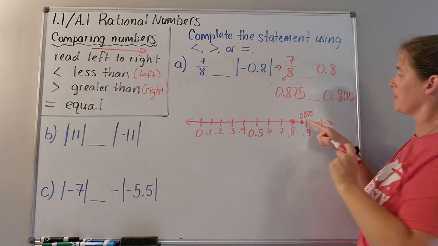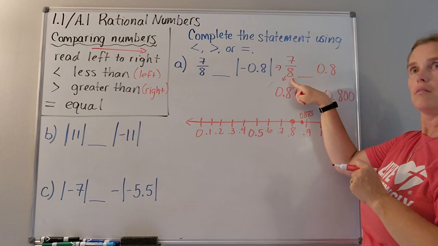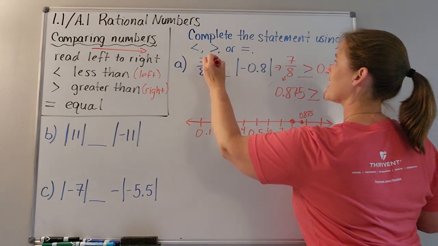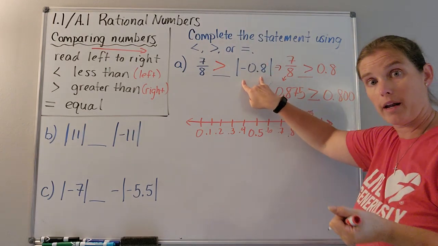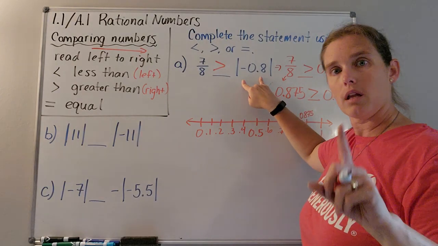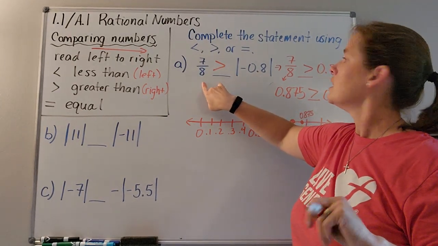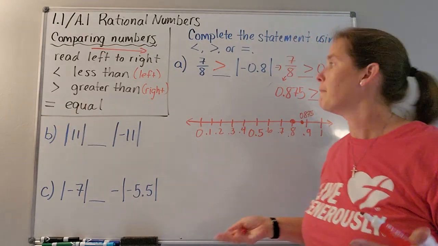So what does that tell you about 0.875 or 7/8? Oh, it's greater than 0.8, which means 7/8 is greater than the absolute value of negative 0.8. Now, quick little thing. If you end up with two numbers that have opposite signs, then you don't even have to spend much time comparing.